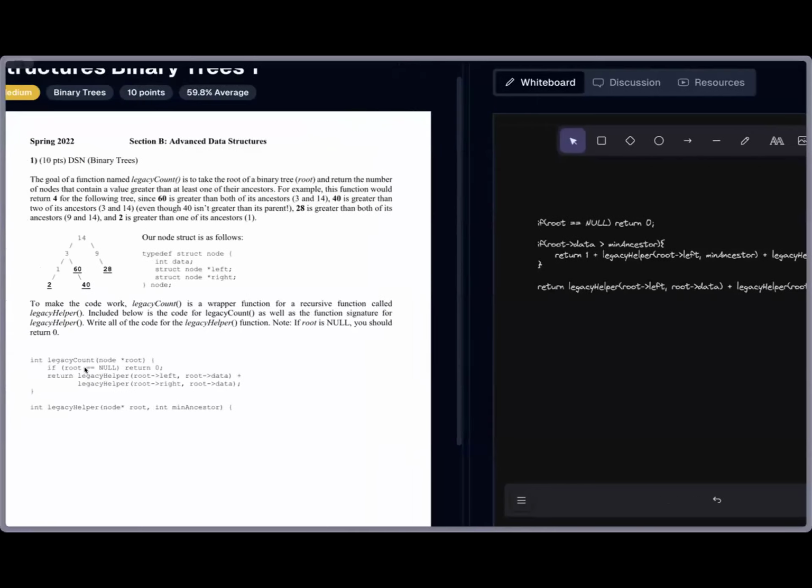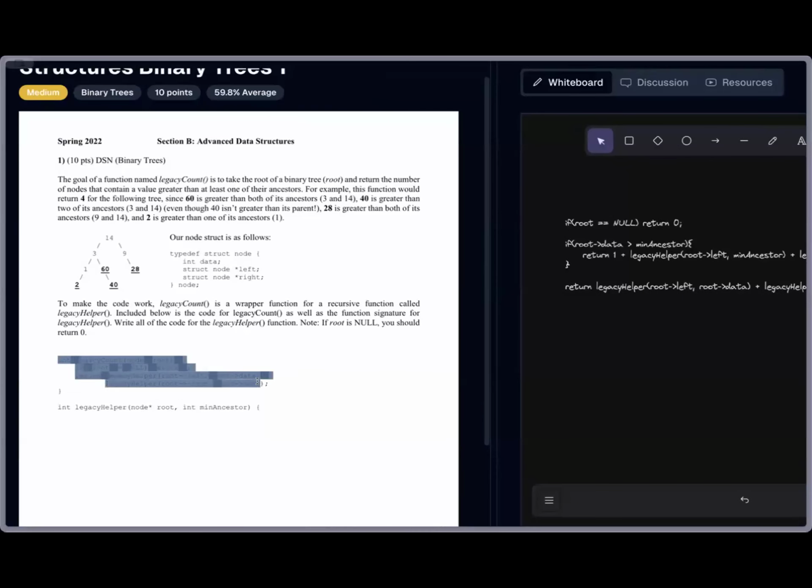One sec. Int legacy count was, we're making the helper function, yeah. So legacy helper is the helper function that we're making. Int legacy count, we're not using it. It's calling legacy helper. So we're making legacy helper. It's okay. It's probably been a long week for all of us studying for this thing.